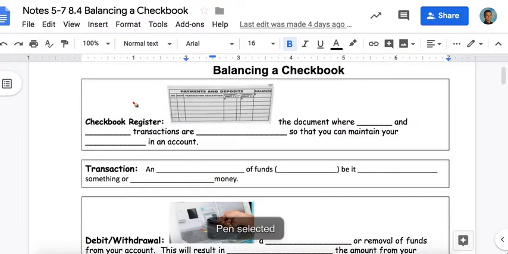Welcome to my video on balancing a checkbook. So we have some vocabulary to discuss before we actually get into balancing a checkbook.